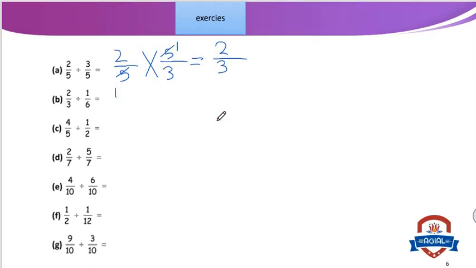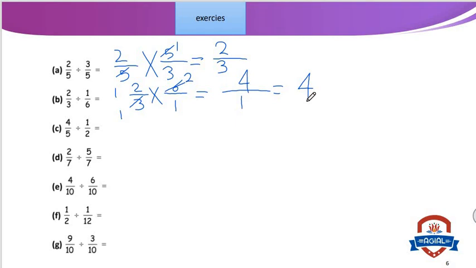Who can solve letter B? Yes, solve and make sure of your answer. Leave 2 over 3. Exchange, multiply. Flip, 6 over 1. And before we multiply, try to find the common factor between numerator and denominator. 3 and 6, yes, divide by 3. 3 divided by 3 equals 1. 6 divided by 3 equals 2. So 2 multiplied by 2 equals 4. And 1 multiplied by 1 equals 1. So the result will be 4 in the simplest form. Okay?